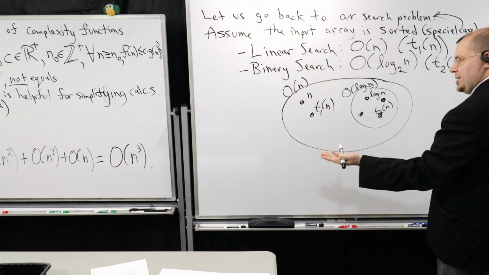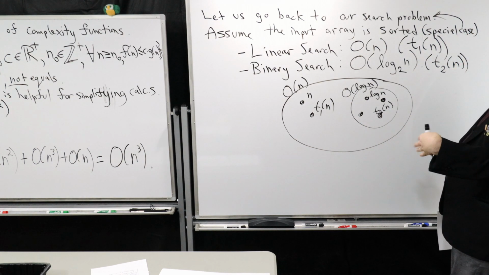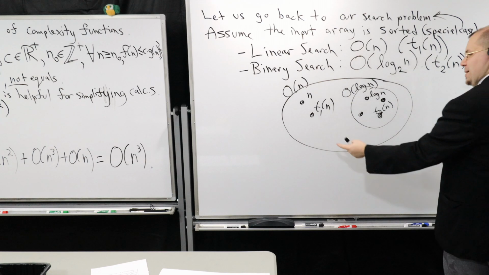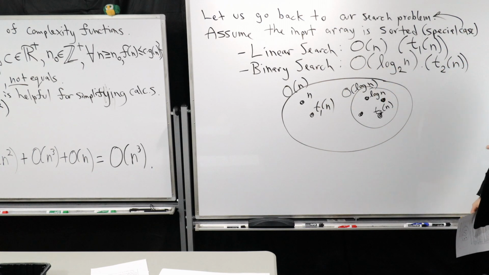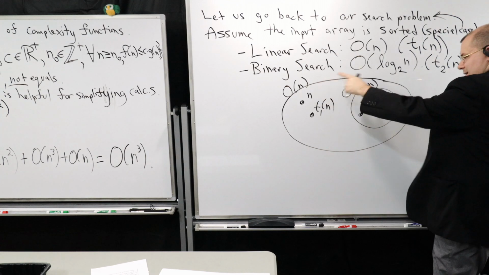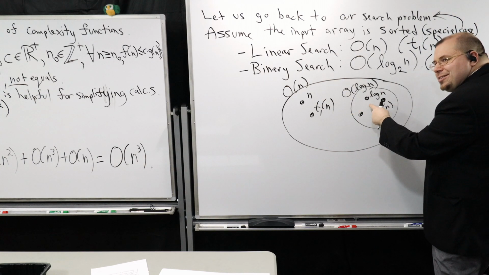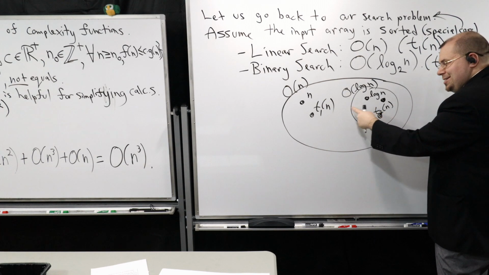Likewise, if I take linear search and I look at all possible sets of constants that may be represented by T1, they're all in here, right? But they're not in here, right? Does everybody see that? They're not in here. They're out here.